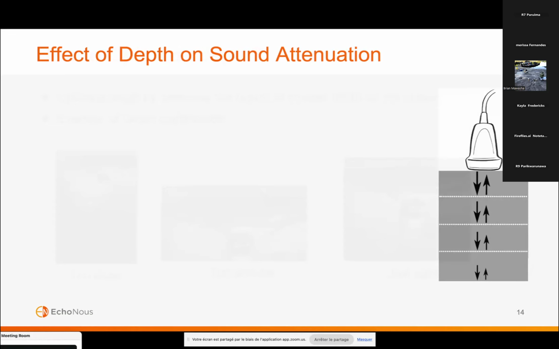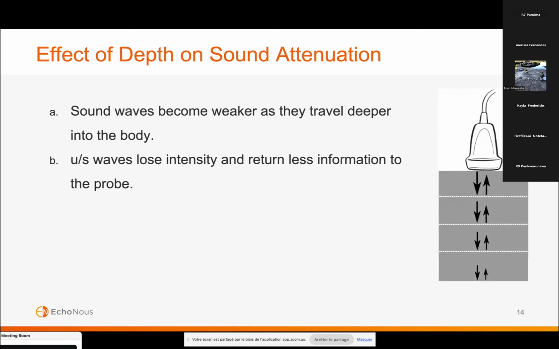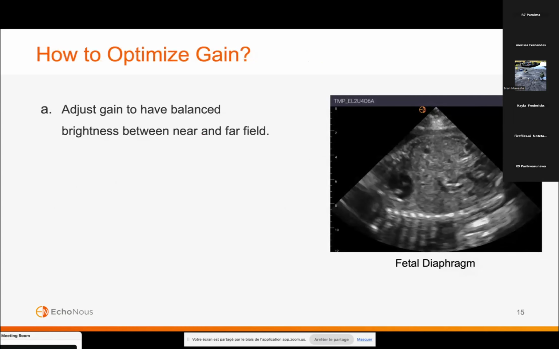It is important to keep in mind that sound waves become weaker as they travel deeper into the body. As a result, these waves lose intensity, and therefore they return less information to the probe. So gain helps us to compensate for weaker ultrasound waves. We optimize the image gain by having a balanced brightness between the near field and the far field of the image.